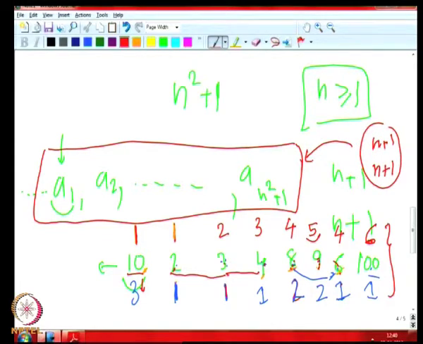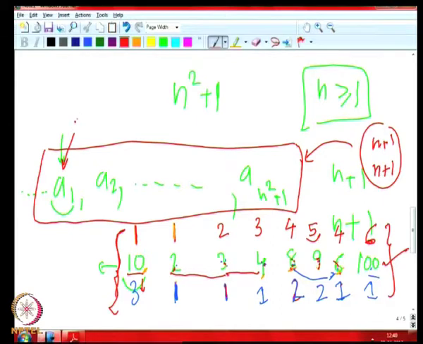This is the base sequence, the actual sequence we have written here: 10, 2, 3, 4, 8, 9, 6, 100 is not a good example because there are only 8 numbers here. To illustrate n squared plus 1, we should have taken a correct number. So this n is only 2 here, and 2 squared plus 1 is already smaller than the count. So we do not look at this. This was just to illustrate that we are considering a certain kind of numbers. But whatever we did here, we can do here also.